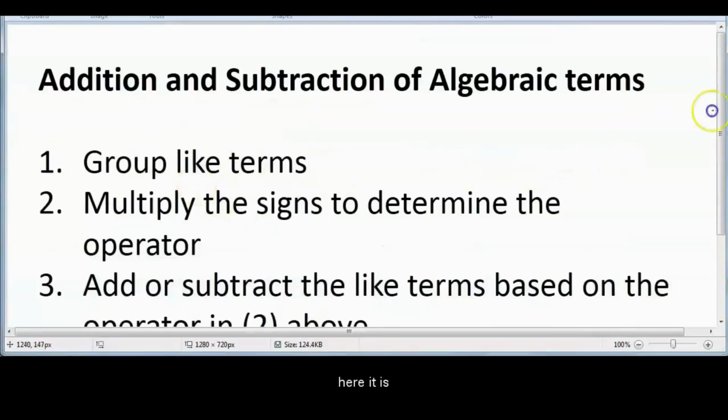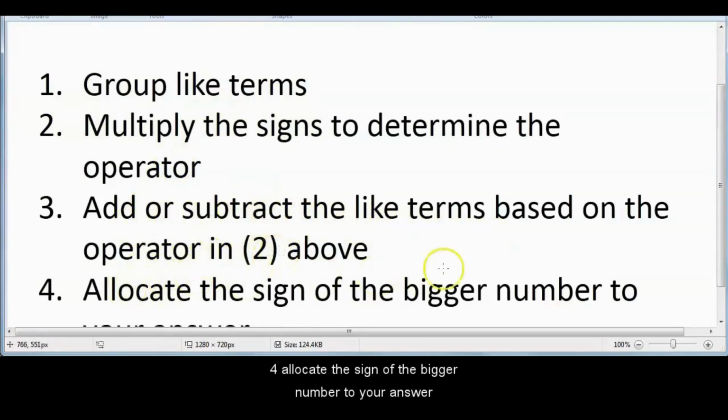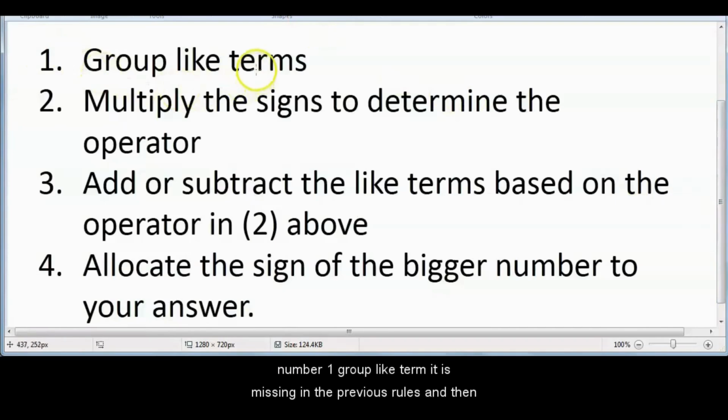Okay, here it is. Addition and subtraction of algebraic terms. There is a slight modification here. This one is missing. 1. Group like terms. 2. Multiply the signs to determine the operator. 3. Add or subtract the like terms based on the operator in 2 above. 4. Allocate the sign of the bigger number to your answer. So the only difference stems from numbers 1 and 2. Number 1, group like terms, is missing in the previous rules.